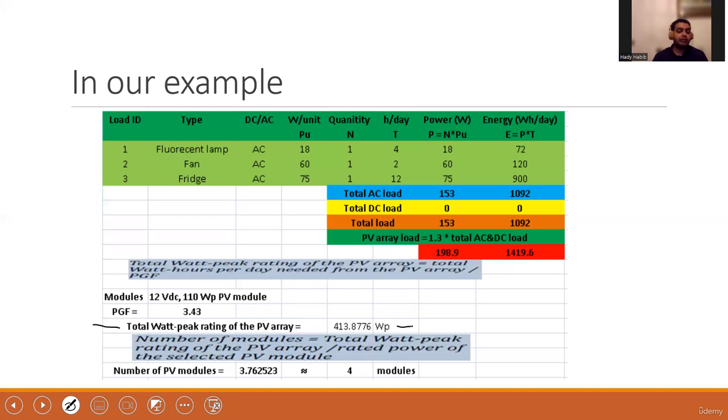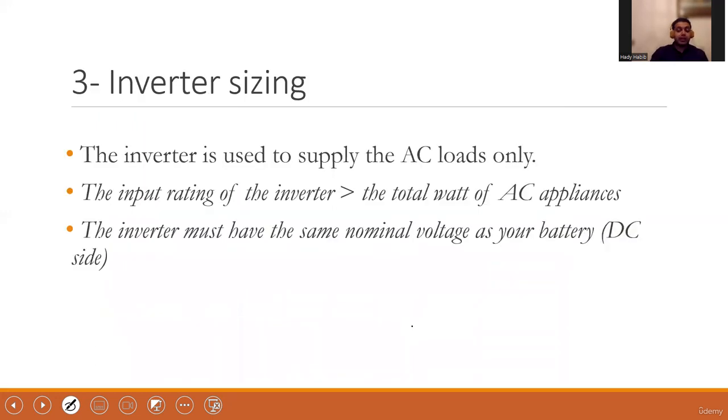As we mentioned, when we have a fraction, we have to approximate it to a greater number. So we are going to have 4 modules of this 110 watt peak module to cover the 1419.6 energy consumption of your demand, in addition to the safety factor. Those were the steps to optimally size the PV modules that you are going to buy in order to have a 100% PV system.